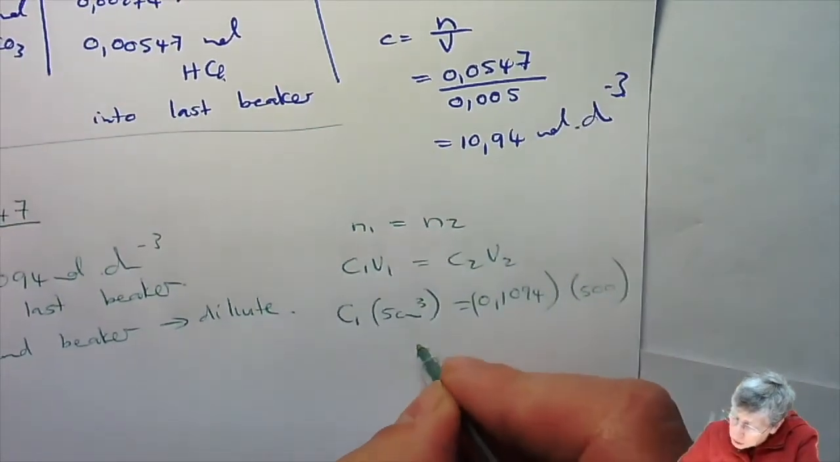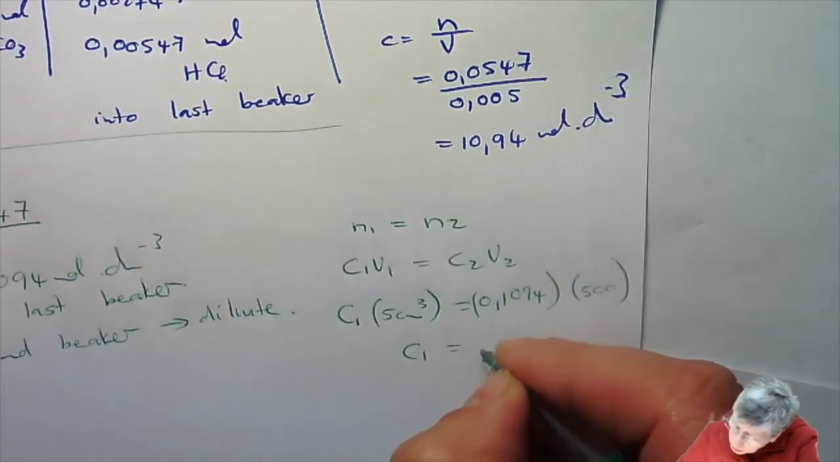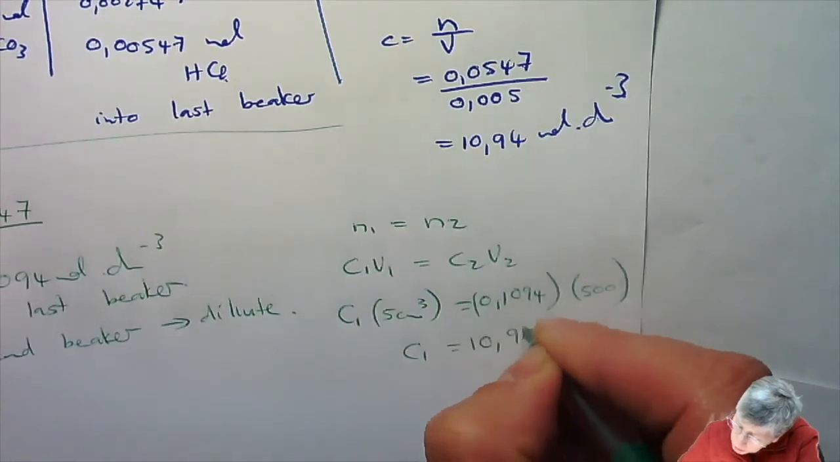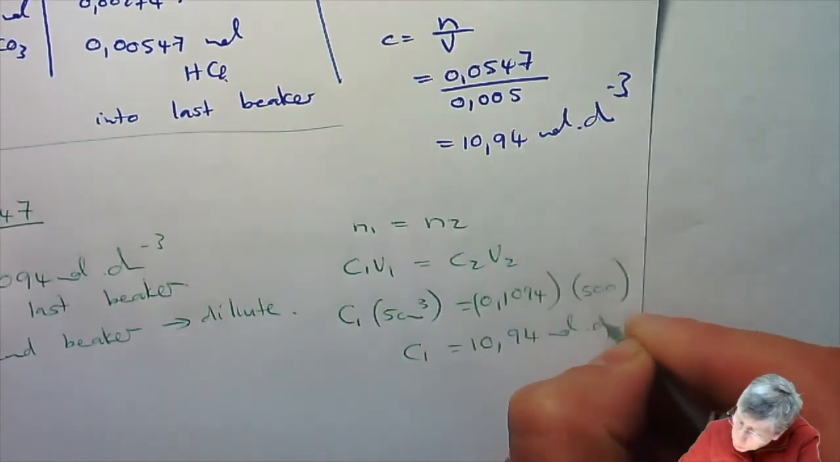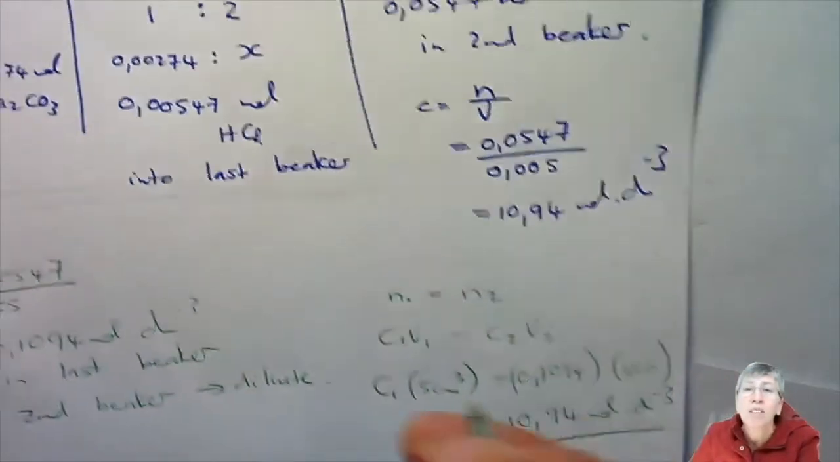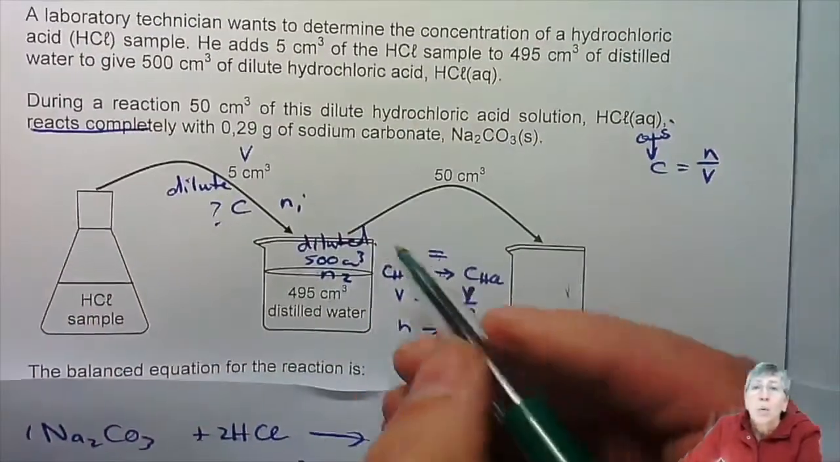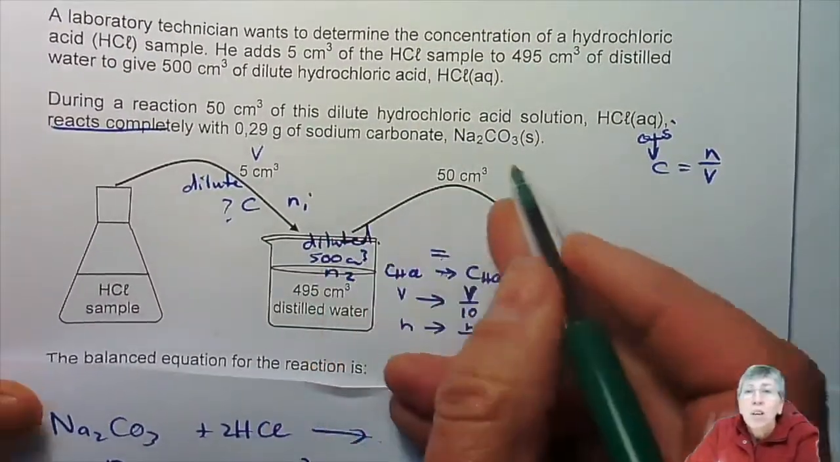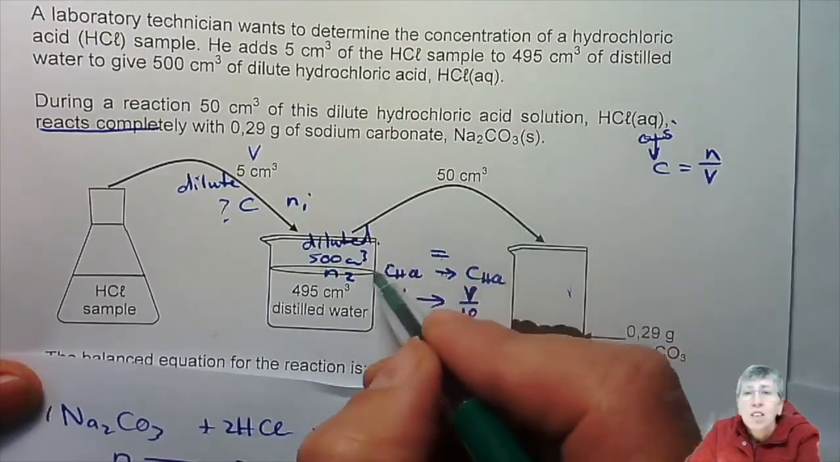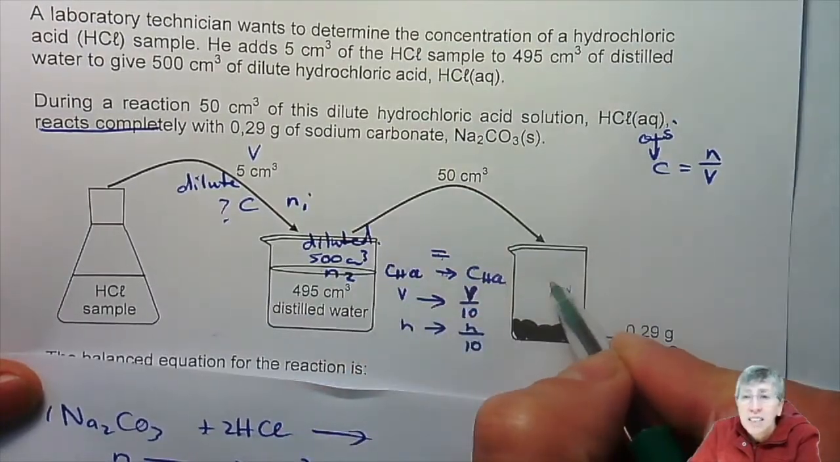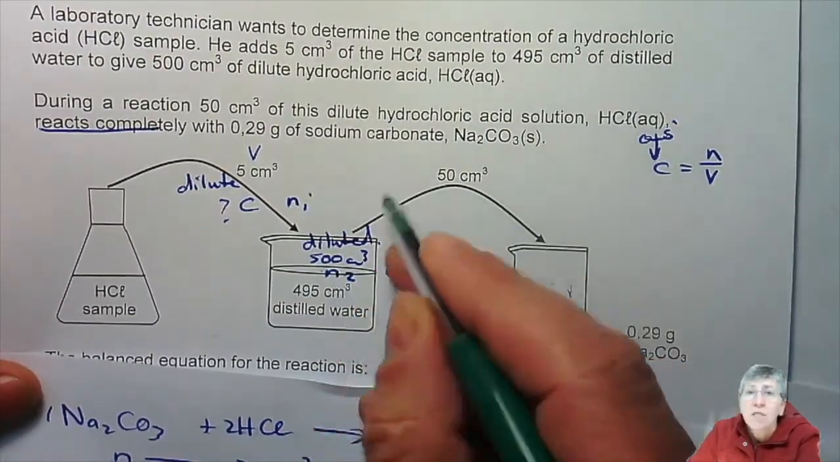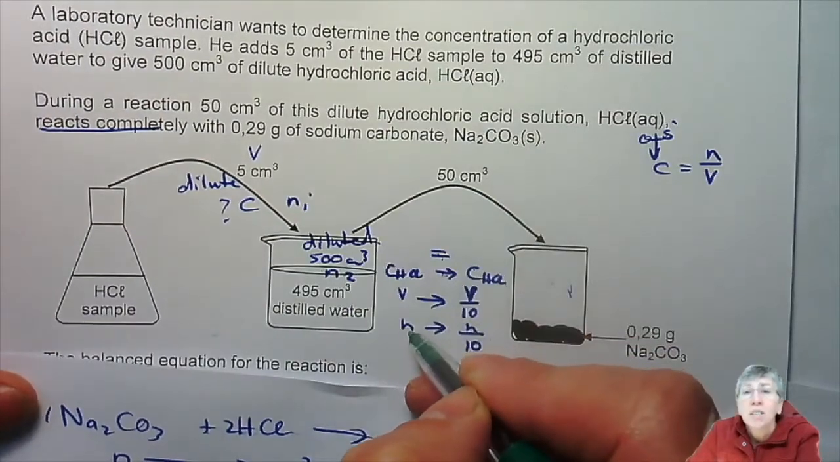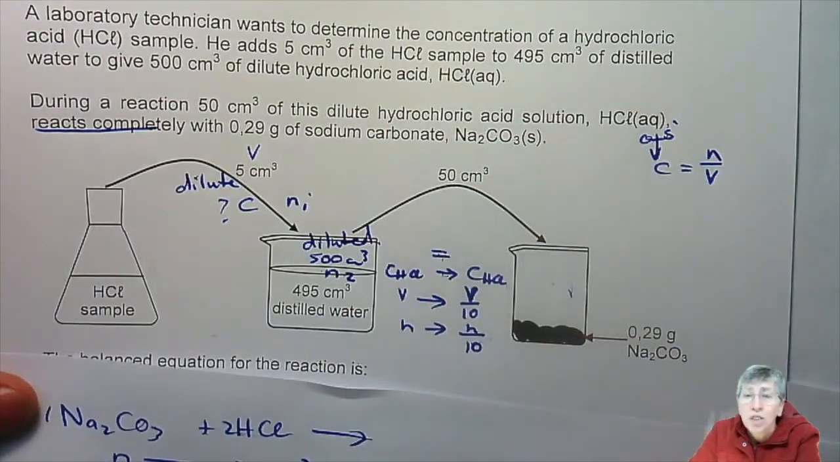Right. So if you do that, you end up with 0,94 mole per cubic decimeter. So that was the other way around. So when you take just a part of that solution, it means the concentration here and there stays the same, but since the volume changed, the amount of moles will also change.